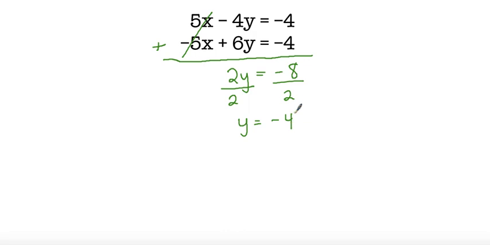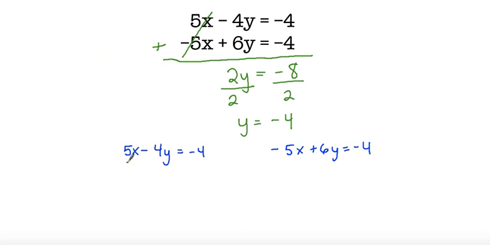So using elimination, now we solved for one of the variables for when they intersect. So they intersect when y is equal to negative 4. So now all we'd have to do is find the x value that they intersect at. So if we rewrite our equations, 5x minus 4y is equal to negative 4, and negative 5x plus 6y is equal to negative 4. We're going to substitute y in for negative 4.